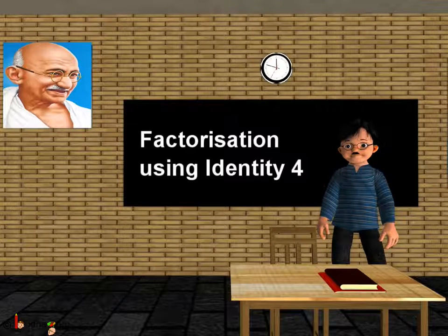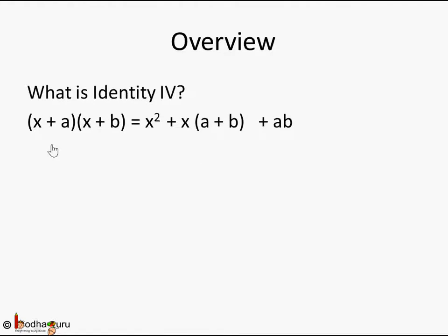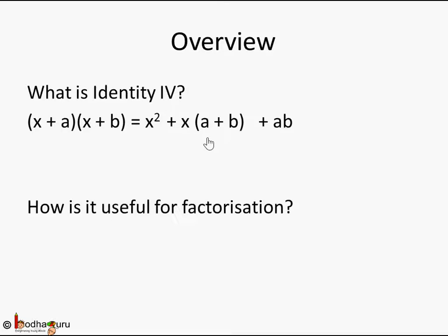Hello children, in this lesson we are going to learn how to do factorization of algebraic expressions using identity 4. So what is identity 4? (x + a)(x + b) = x² + x(a + b) + ab. So this is what we have learned in our algebraic expression chapter, right? And how can we use it for factorization?